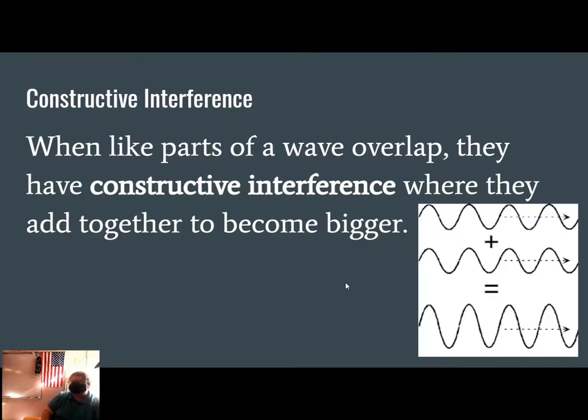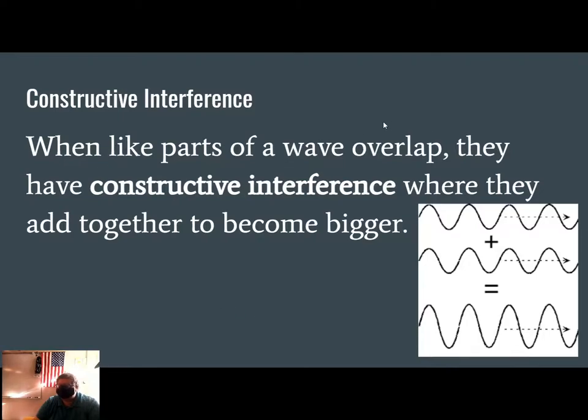Okay, so let's first talk about what is constructive and destructive interference. Waves have a special property that when similar parts of a wave overlap, they constructively interfere, or in other words, they add together to become bigger than they originally were. So you can see these two waves are going to be overlapped, and it's similar parts, right? You have the crests meet with the crests, and the troughs meet with the troughs. And so what does that lead you to? Well, it gives you bigger crests. Again, these are taller than they would have normally been, and deeper troughs. These are lower than they would have normally been.